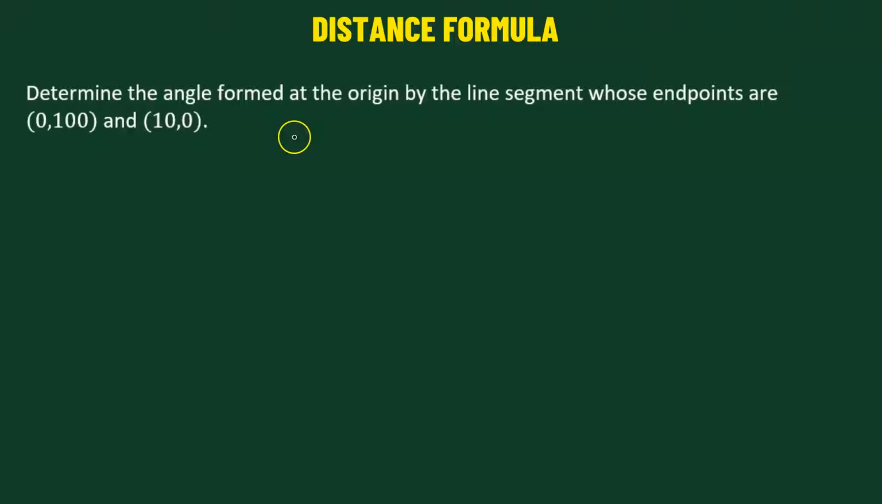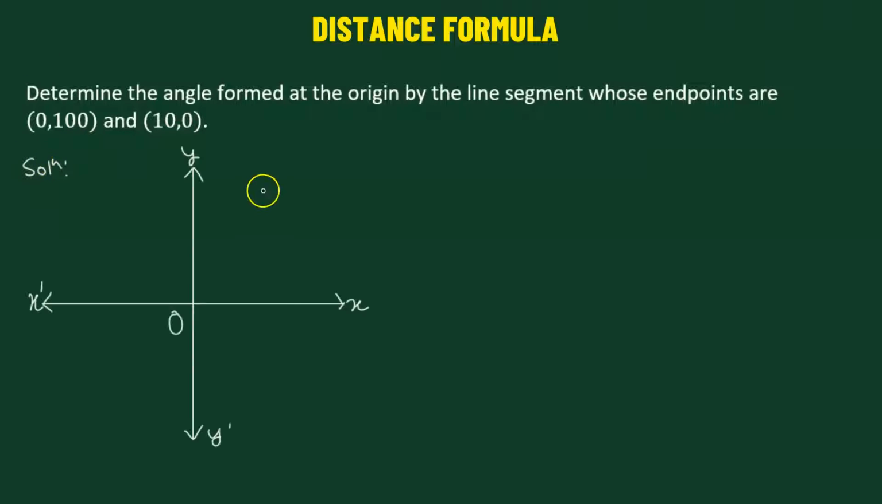So here in this problem, we need to determine the angle formed at the origin by the line segment whose endpoints are provided to us. Let's try to understand this problem graphically first. So here we have a Cartesian plane with the x and the y axis.